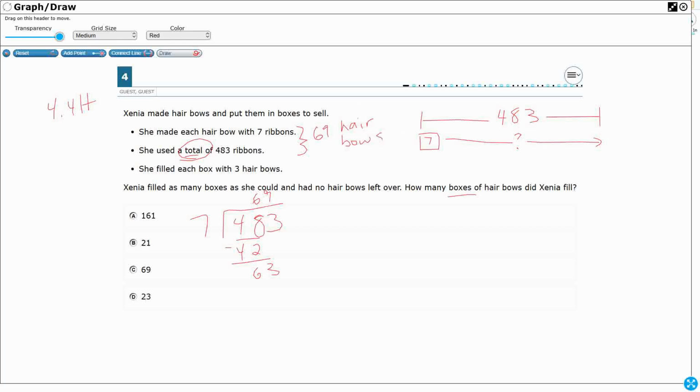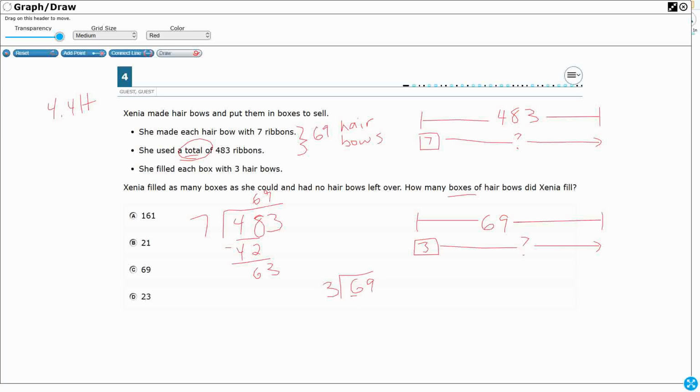Now here's the second step, right? So my first step is divide 483 by 7. Now I have a new total. Because I'm going to fill each box with 3 hair bows, I need to make a new strip diagram. Now I've got 69 hair bows, and I need to put boxes of 3 together. And the question is, how many boxes of 3 do I have? So it's another division problem.